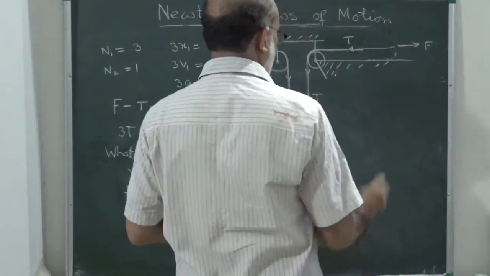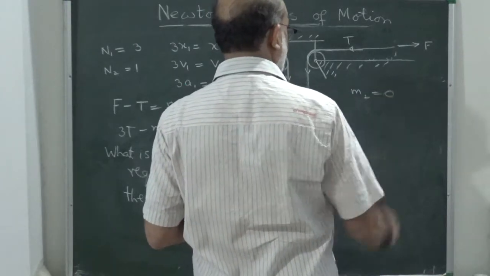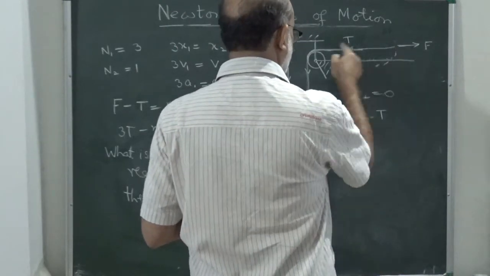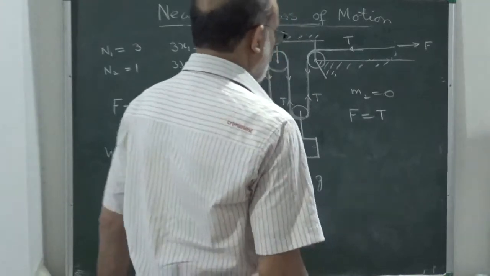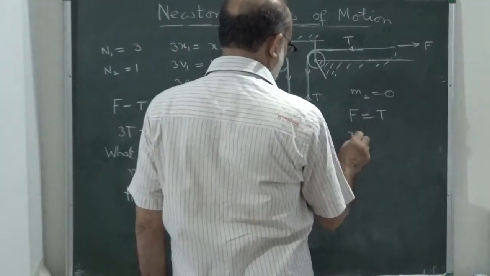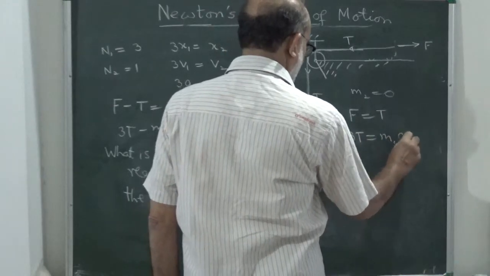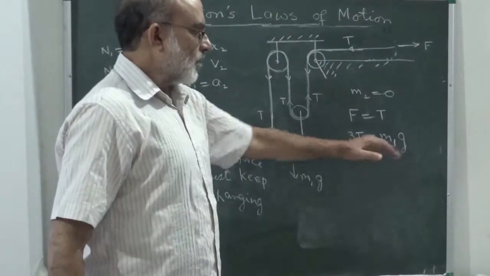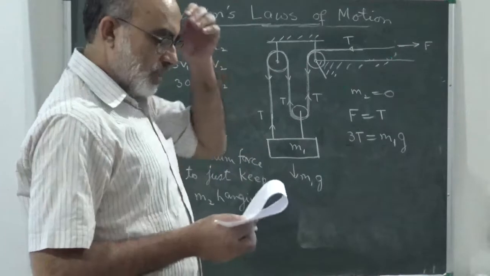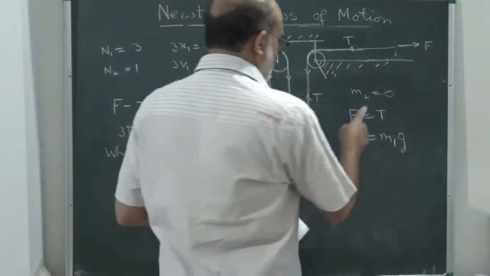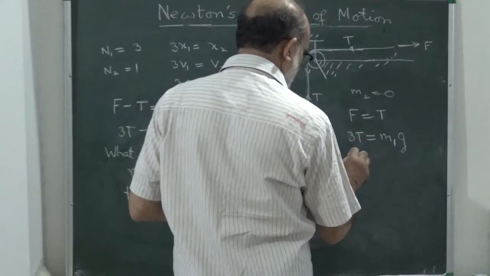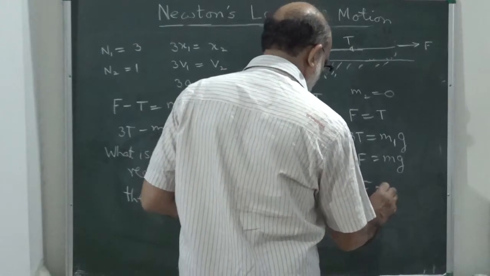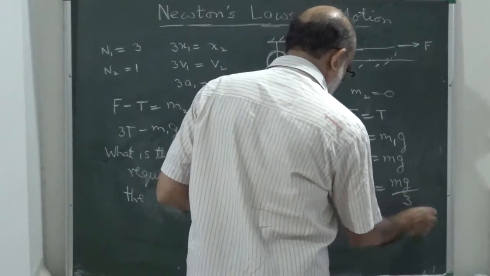And this force is equal to T. Here there is no mass, so this F is the tension that will transfer here. And 3T, or 3F, is equal to M1G. No acceleration, just equivalent to its gravity, so that it hangs as it is. So the minimum force required: 3F is equal to mg, or F is equal to mg by 3.